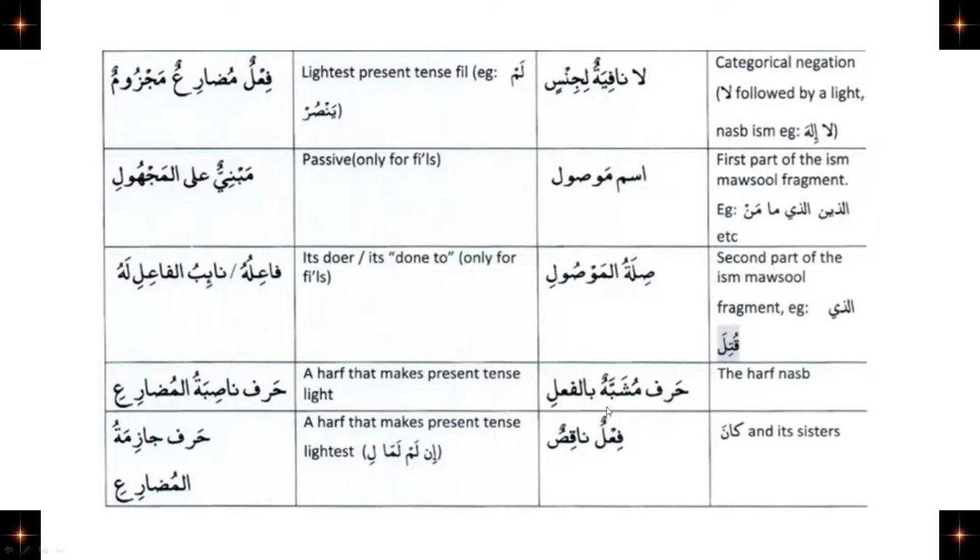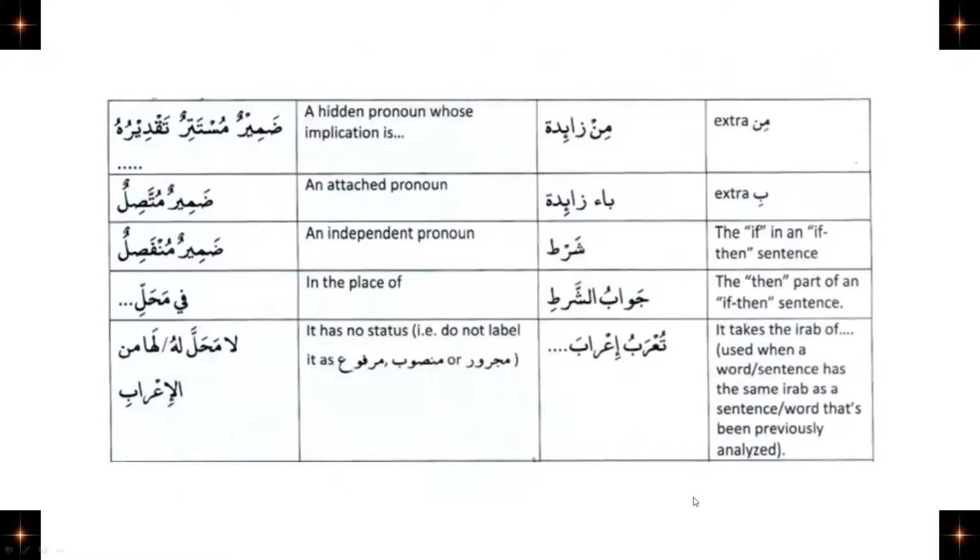Harf mushabbah lil-fi'l, this concept we have not dealt with. Fi'il naqis are the kana and the sisters. Naqis means it's incomplete. Why is it incomplete? Because it has no fa'il. Damir mustatir, we say, is a pronoun that is inside, the hidden pronoun. Min za'ida, this concept also we have not treated here. Damir muttasil, attached pronoun. Munfasil, independent pronoun. Ba za'ida, we have not treated it here. Shart is a condition. Jawab shart is the resultant or second answer to the condition. Fi mahal, we did discuss fi mahal.